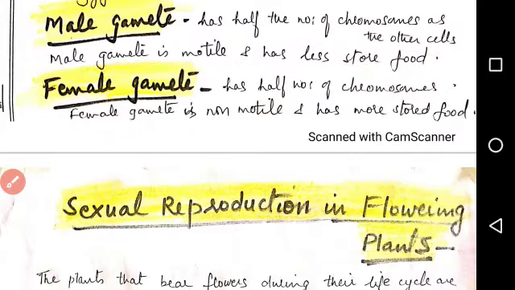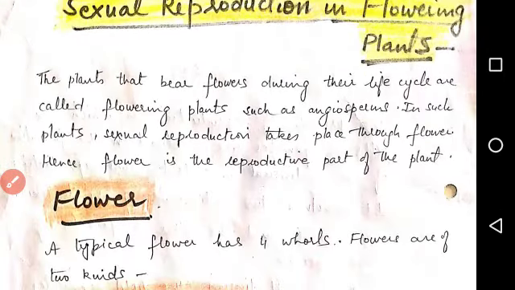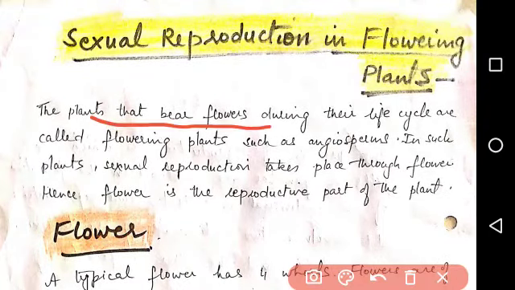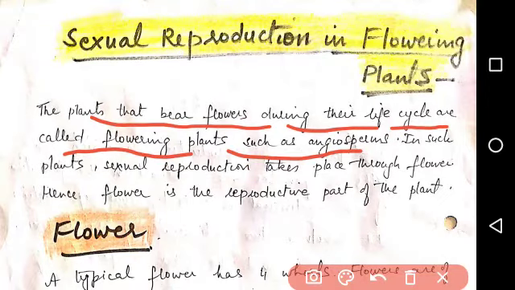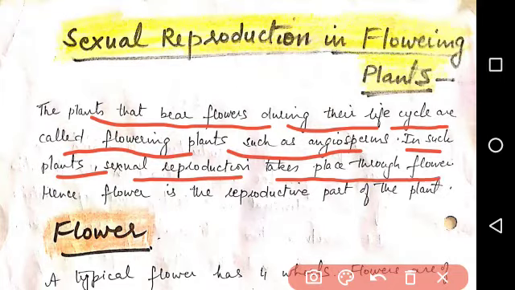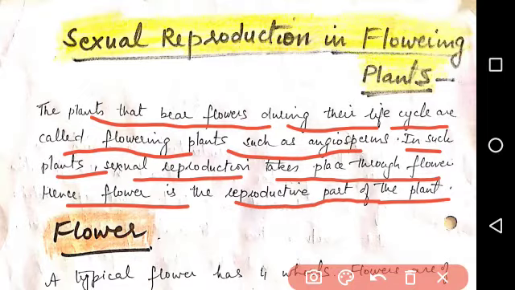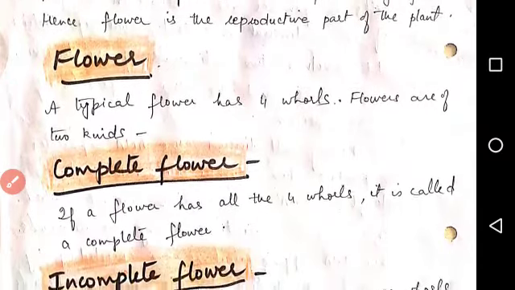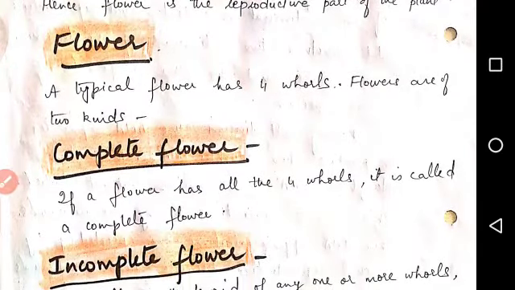The next topic is sexual reproduction in flowering plants. The plants that bear flowers during their life cycle are called flowering plants, such as angiosperms. In such plants, sexual reproduction takes place through flowers. Hence, the flower is the reproductive part of the plant. So first we have to study the structure of the flower, because the flower is the only reproductive part of a plant.